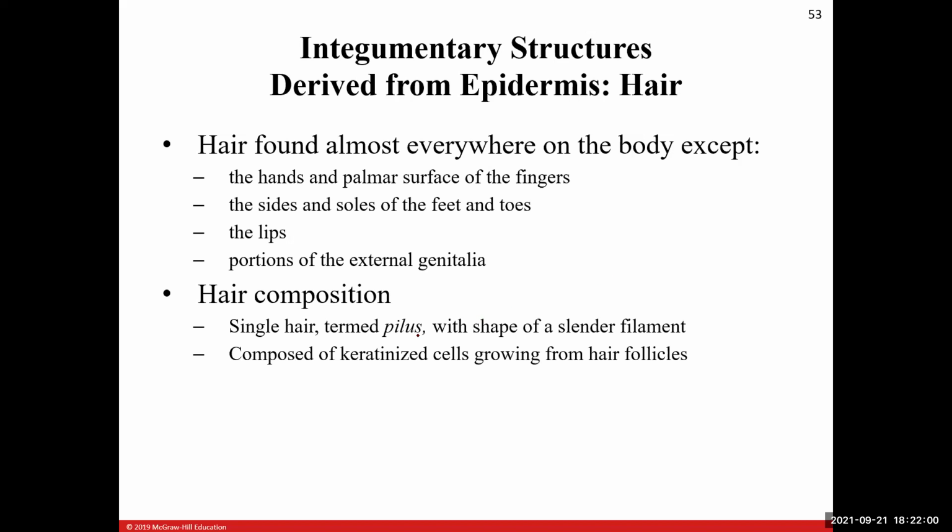So when we're talking about hair, the book uses quite often this term here, pilus. And that's what we actually call a single hair. And for the most part, our hair is going to be made up of keratinized cells. What does that mean? That means those cells are dead, and they'll come right from the hair follicle.